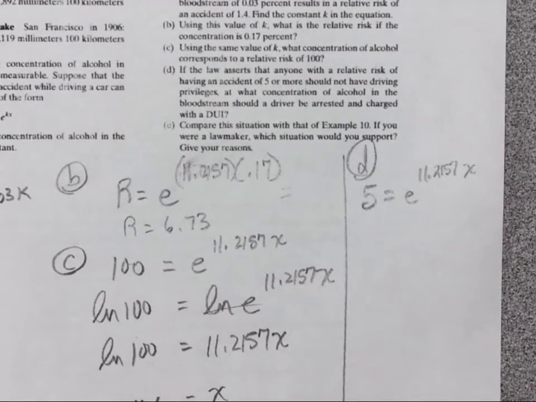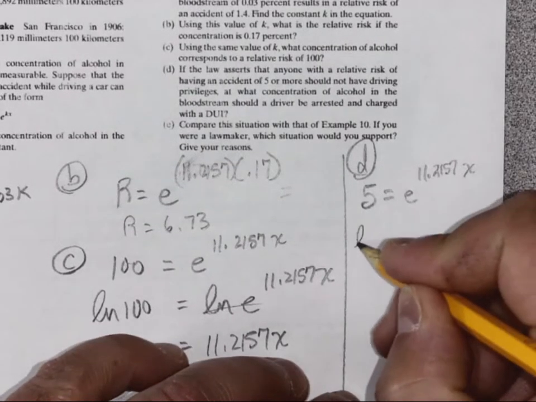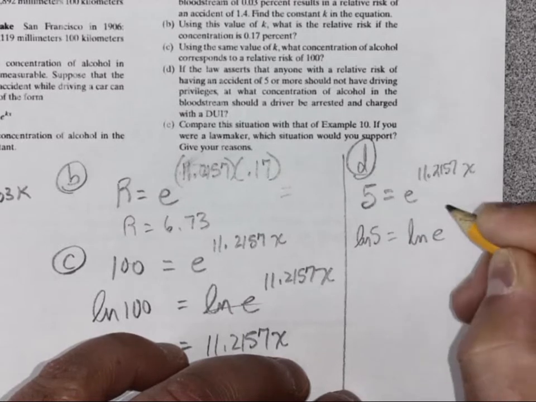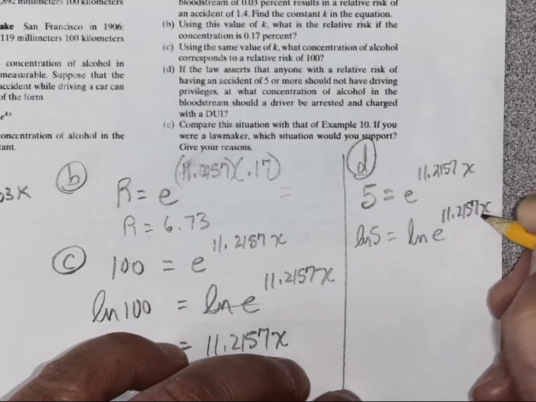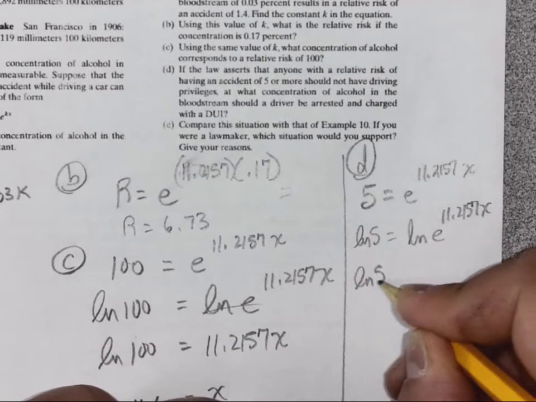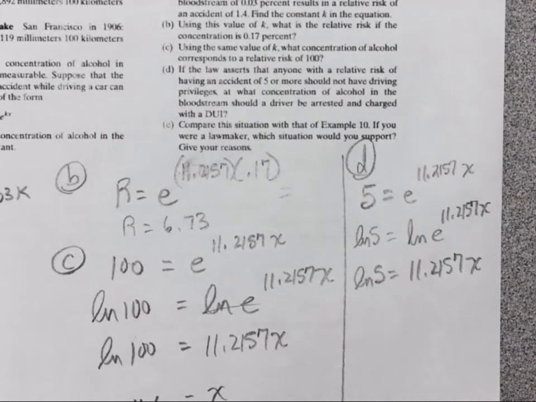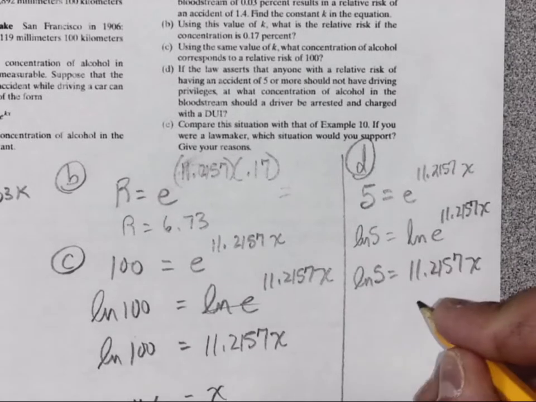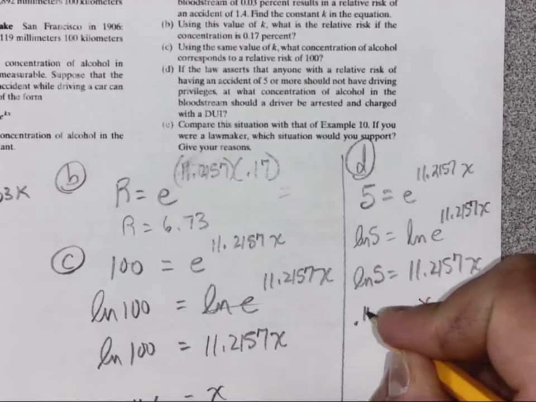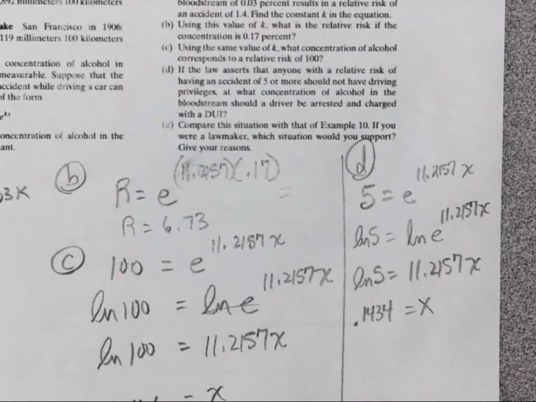So we put 5 in for R. We use the value of k that we found earlier, solve for x. So once again, do ln of both sides. So ln of 5 divided by 11.2157. So that would be 0.1434, which is certainly above 0.08. So obviously allowing more risk in that case.